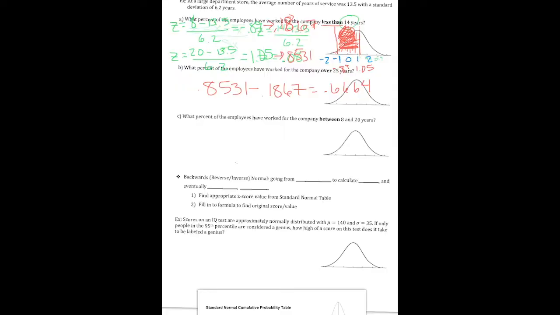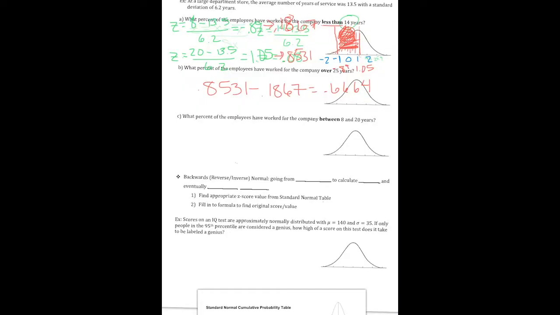So, all right, last example. Okay, so what we're going to be doing is using the same formula, but going backwards. Instead of finding a z-score, we're going to be given a z-score to calculate our actual data value that we're looking for. So we need to know maybe what score will put us in the top 10% of the class, how much inventory we need to have in order to meet a certain profit margin, something along those lines. And so what we're going to look at is the backwards or inverse normal. What that is, going from percentile to calculate our z-score, and eventually our data value.